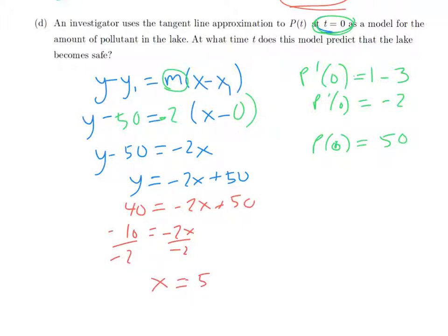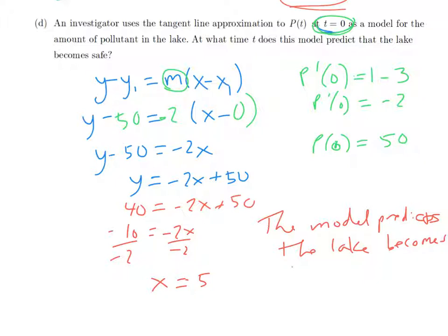Again, my x is time. So the model predicts the lake becomes safe at time equals 5. We should put a unit in there, 5 days. Got my work to justify it. We're ready to look at the rubric.